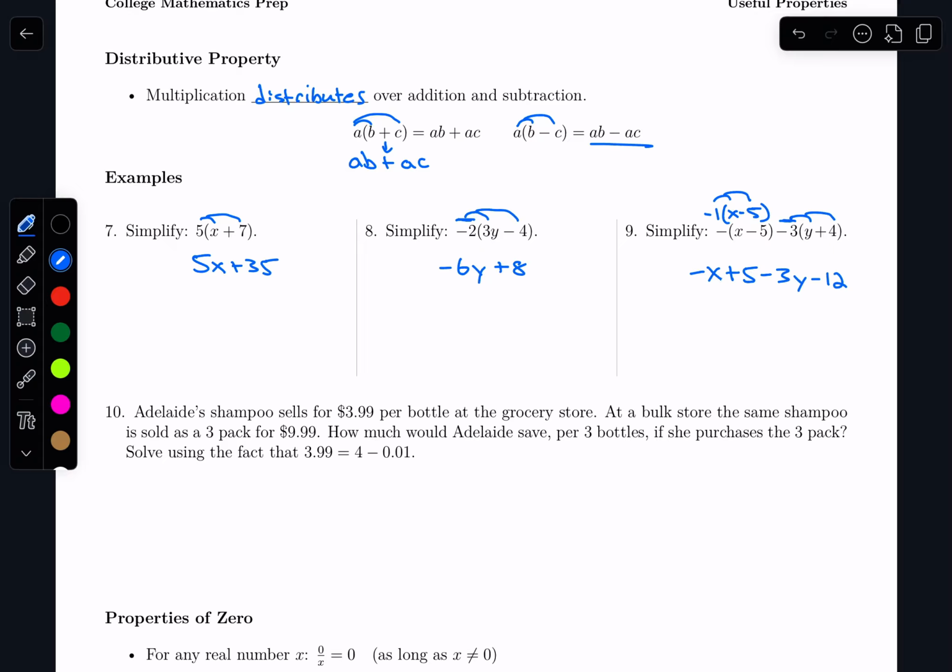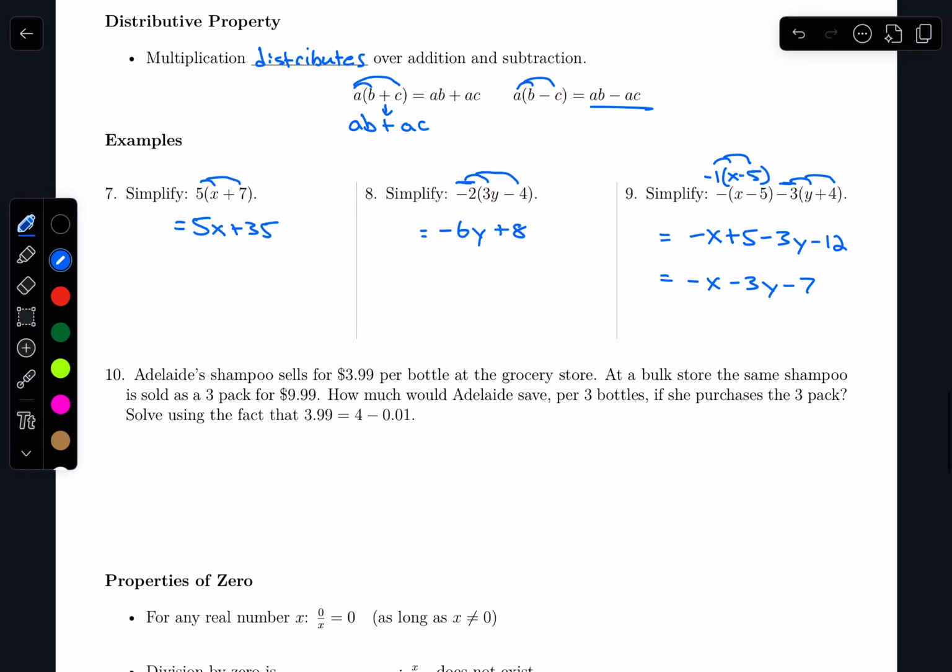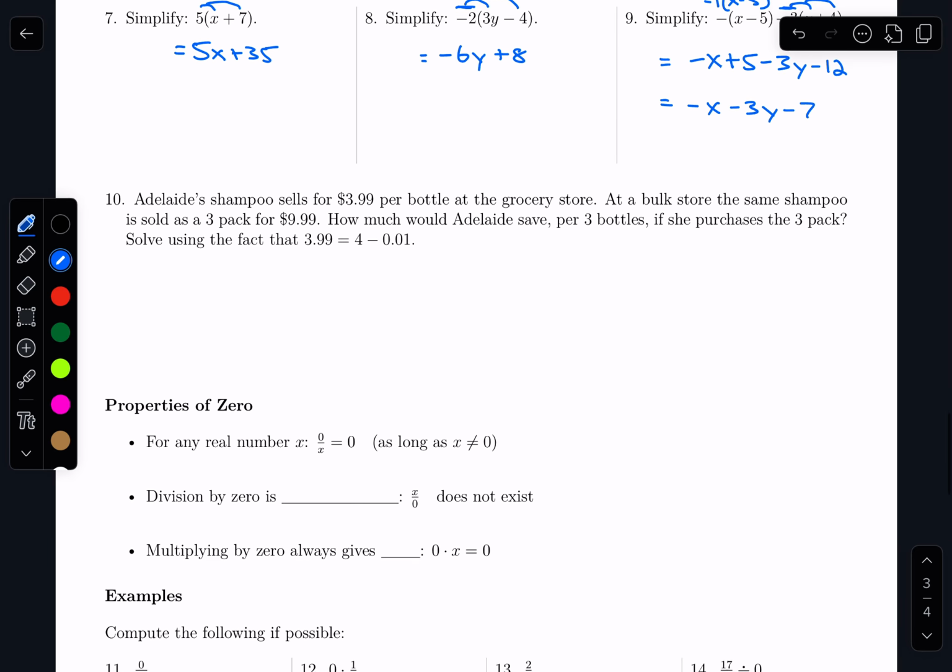Then we can combine like terms. Using the associative and commutative properties, I can move that 5 to the back. So it's going to be negative x minus 3y, and then positive 5 minus 12 is negative 7 on the backside there. And I'm going to add some equal signs here just to make it look cleaner if you look back at these notes. All right, so that last one, negative x minus 3y minus 7.